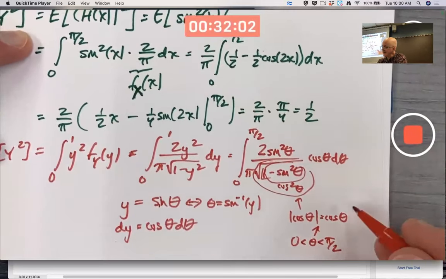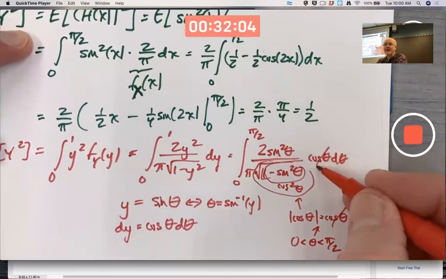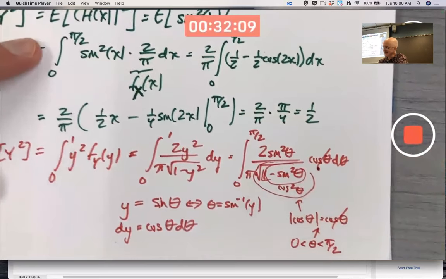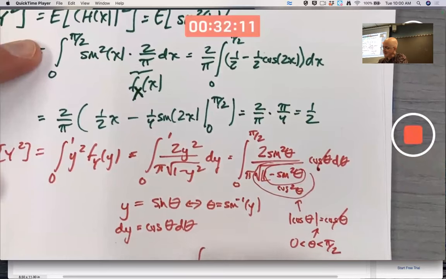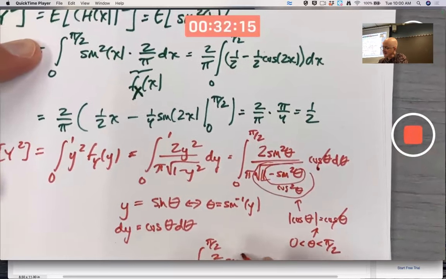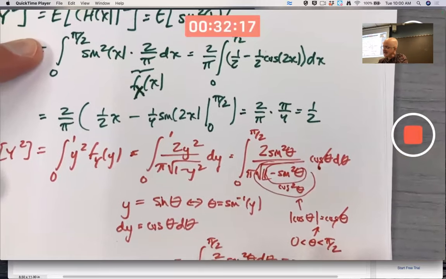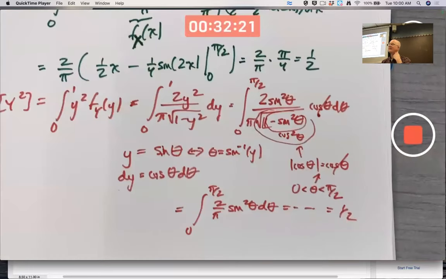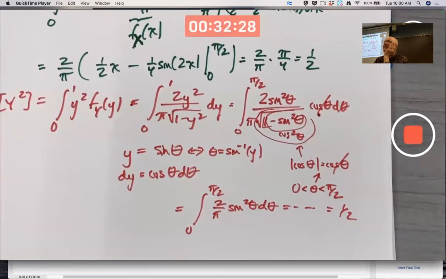And that means the cosine theta there cancels with the cosine theta there. And yeah, I'm doing the exact same integrals as before. Integral from 0 to pi over 2 of 2 over pi sine squared theta. It's the exact same. You get 1/2. Sorry. It's nice to see it work out.